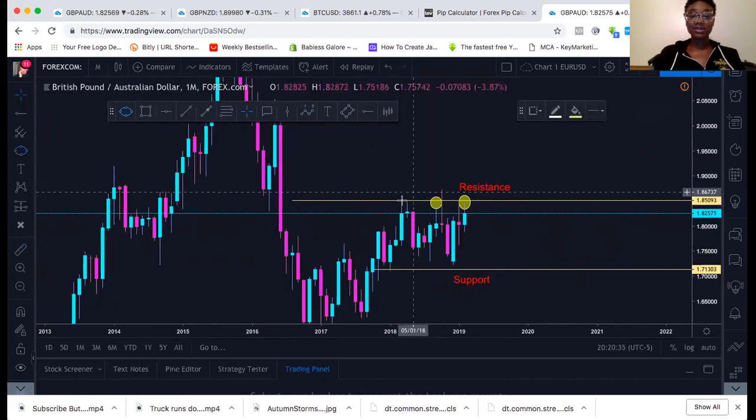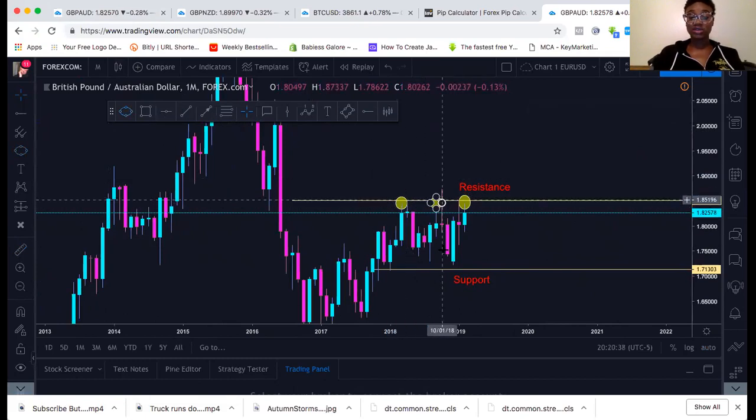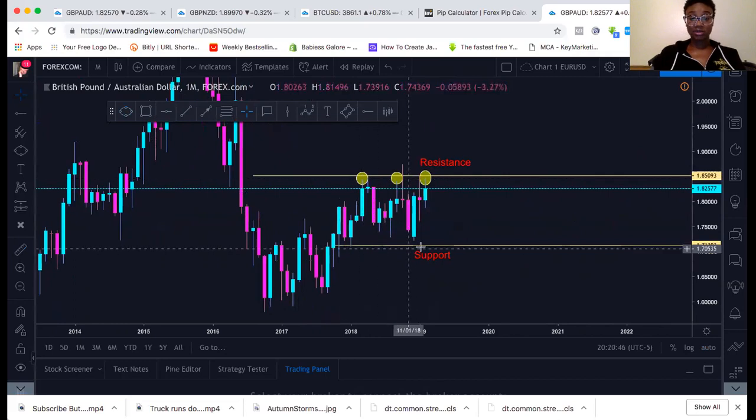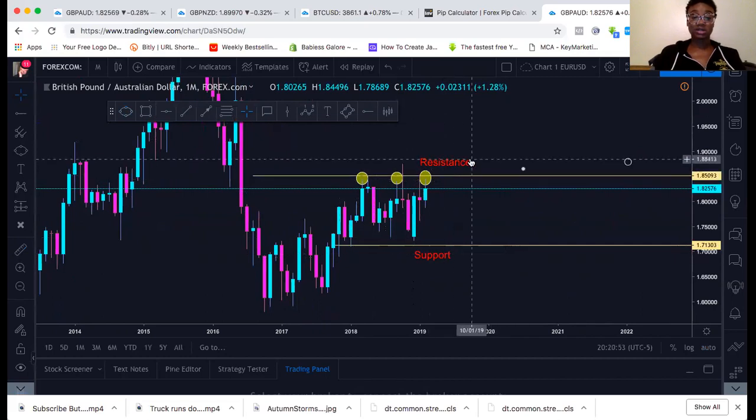Okay, so now on the monthly time frame, we found our resistance, we found our support. We know this is a nice strong area of resistance because the market came here 3 times and resisted. Market came here multiple times and didn't want to break support. Support is going to be your floor. Resistance is going to be your ceiling.